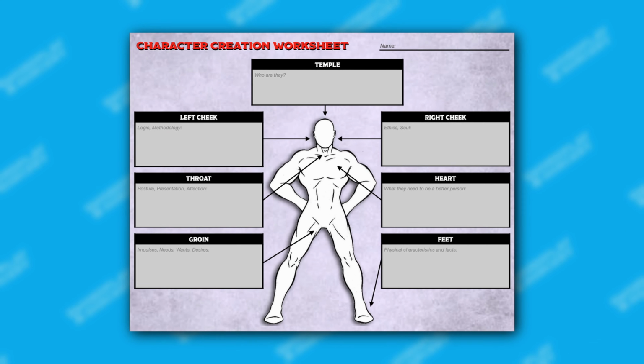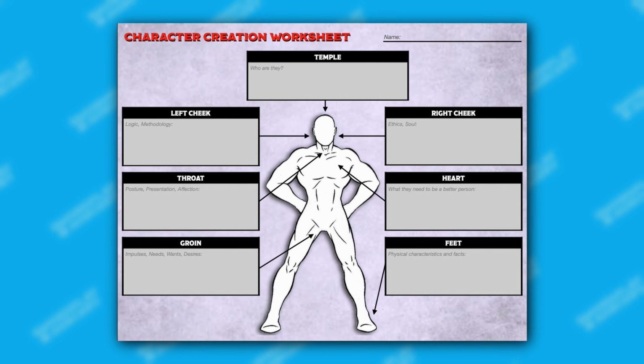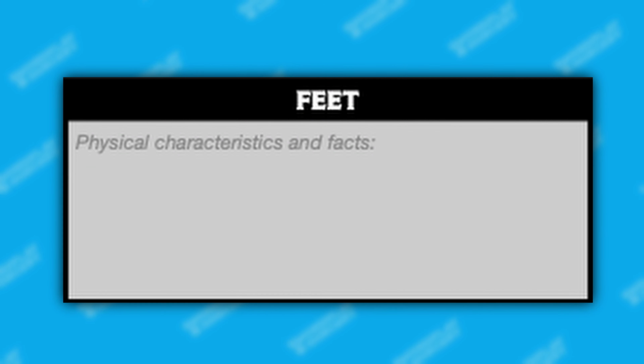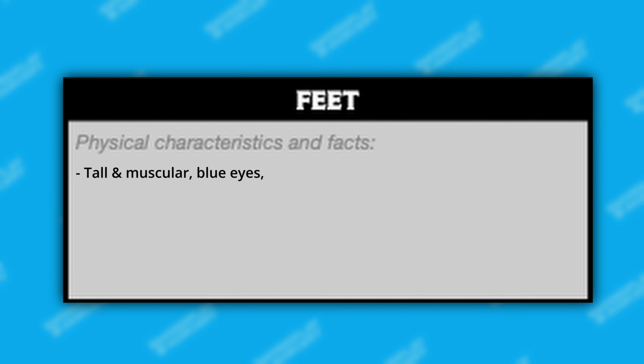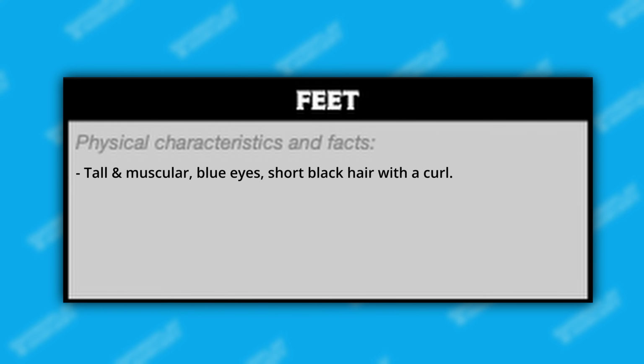What? In all seriousness, the character tree is one of my favorite tools when developing a new character for any RPG. A character tree is a method used in writing for film or television that helps someone understand the psychology of a character. And who knew psychology started with the feet? The feet represent your character's physical characteristics and facts. In the case of Superman, he is a tall and muscular man with blue eyes and short black hair with a singular curl.